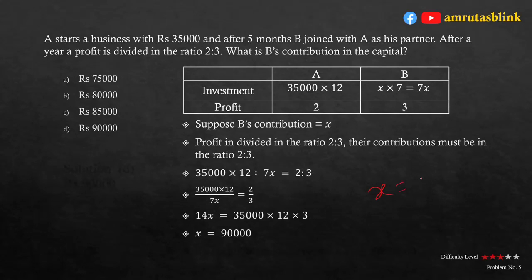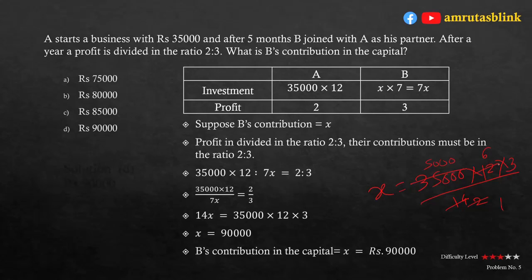So, x is equal to 35,000 into 12 into 3 upon 14. Let us say 7 2s are 14, this is 5,000, this is 6. So, 6 into 3 is 18, 18 into 5,000 is 90,000 and x is equal to 90,000 rupees. Now, what is B's contribution? B's contribution is nothing but x, and hence B's contribution in the capital is x is equal to rupees 90,000, that is answer option D.